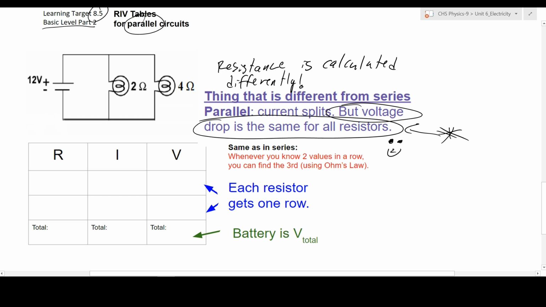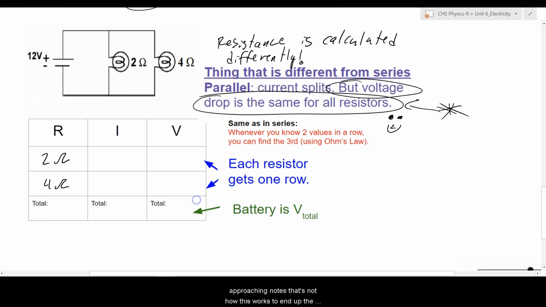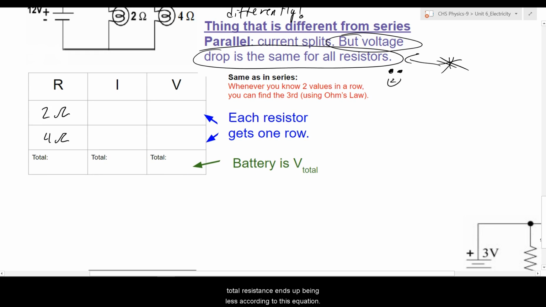Okay. Alright, so let's get started. So I'm going to put my 2 ohm resistor first and my 4 ohm resistor second. Doesn't really matter which order you do it in, but that's what I did. And then if this were series, we just add these together and get our answer. But if you remember from the approaching notes, that's not how this works. The total resistance ends up being less according to this equation.